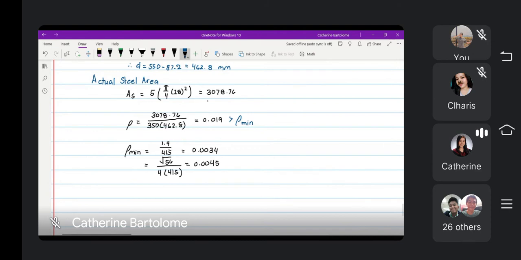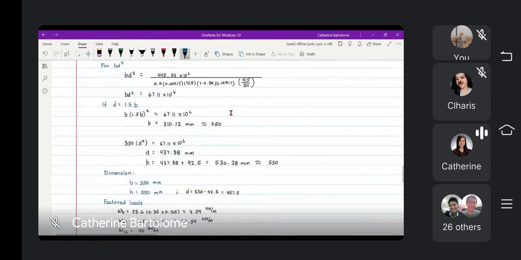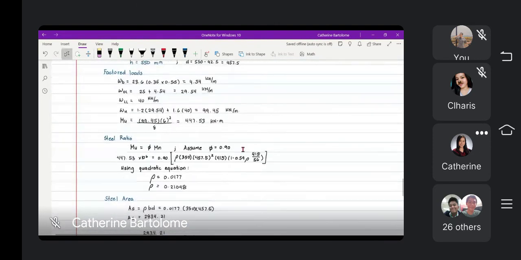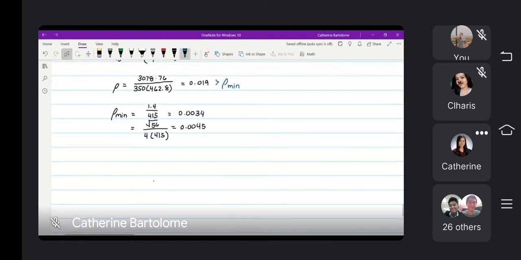Ano pa yung kailangan nyo i-check? So, here we assume 0.90 as your phi. So, how can we check the value of phi? Okay, so pwede natin i-check using c over dt. But first, we have to know what is the value of dt. Alam nyo, ano yung meaning ng dt?